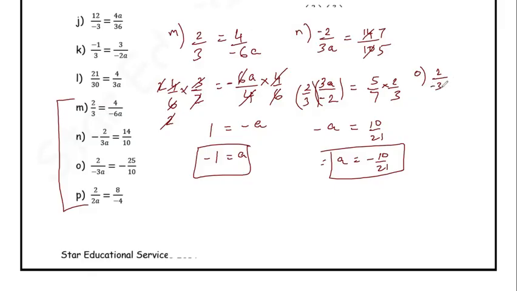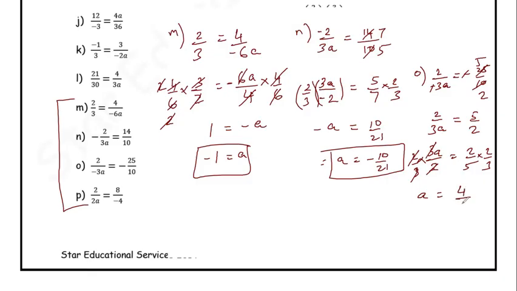2 upon negative 3a is equal to negative 25 upon 10. Negative negative goes. 5 5s are 25, 5 2s are 10. So you got 2 upon 3a is equal to 5 upon 2. I'm going to flip it. So 3a upon 2 is equal to 2 upon 5. I'm going to multiply 2 over 3 on both sides because I want to get rid of this 3 and 2 next to a. I want only a. So I multiply 2 by 3 and 2 by 3 on both sides. So I can cancel out these 2s and 3s, leaving me with 4 upon 15.